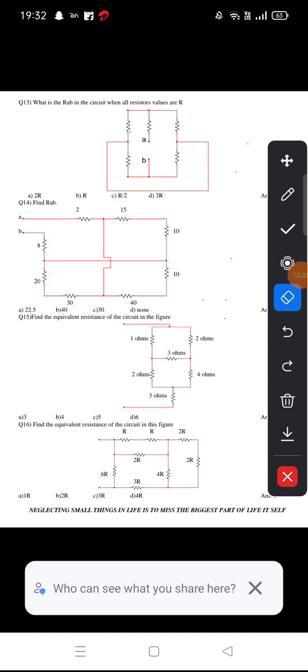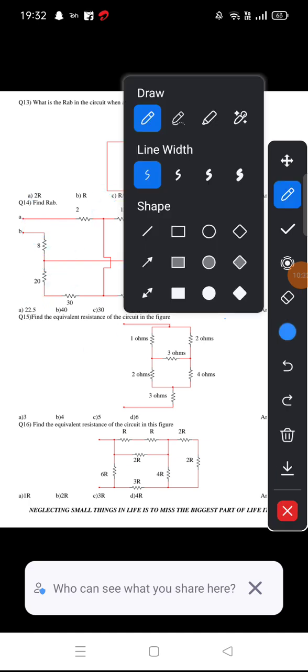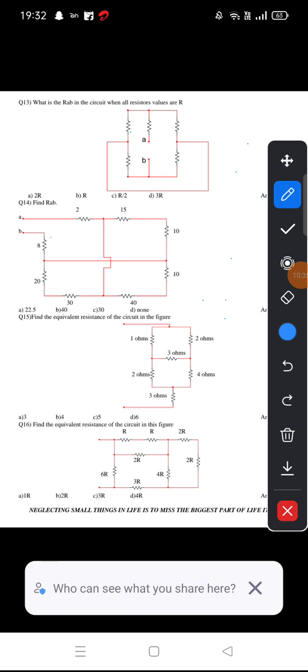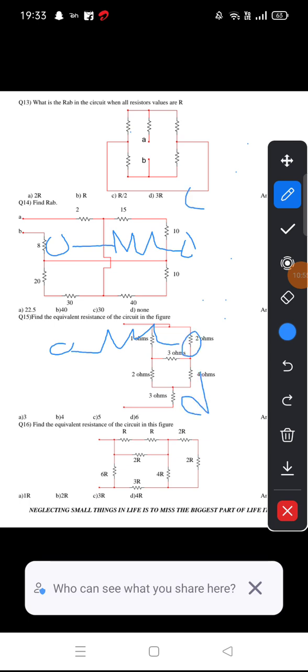After that, first of all we need to calculate the equivalent resistance between A and B terminals, right? The A terminal has one resistance, the B terminal has one resistance. Assume here it is C, and here it is D.